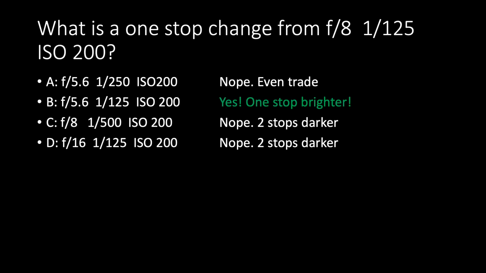All right, this is kind of a real-world problem. This is the sort of thing you actually go through in the field. If your picture's, say, a little bit dark, you need to make it 1 stop brighter. What's an equivalent set of settings?